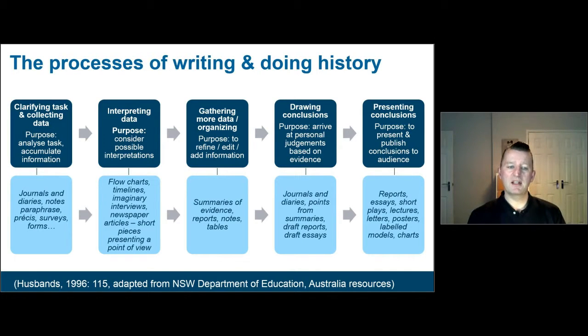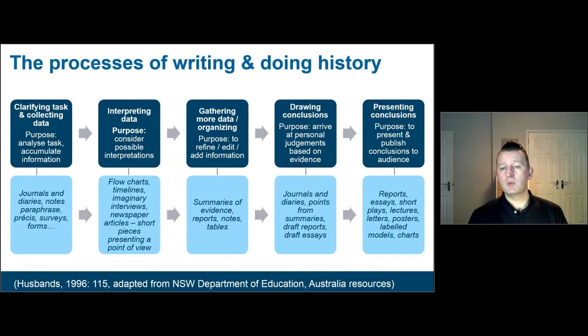When we come to interpret data, we might be moving into those more visual strategies that we just looked at, might be moving into timelines, flow charts, mind maps, and maybe also, as we start to explore possible interpretations, into short pieces presenting a point of view. Then when we're recapitulating, if you like, and going back and expanding that data organising and gathering, then we're going back to reports, notes and tables as we were in the first chunk, but we're also beginning to produce summaries of evidence, overarching summaries.